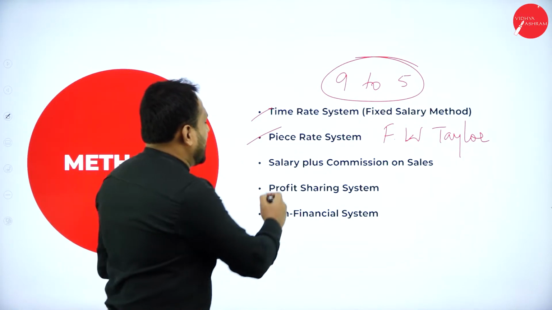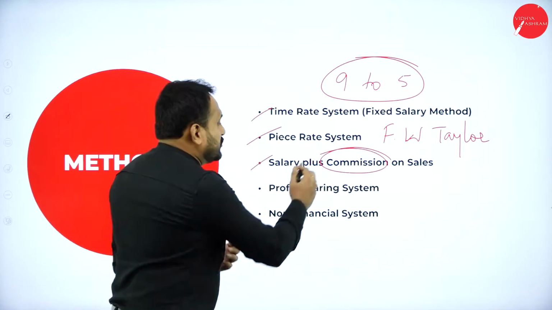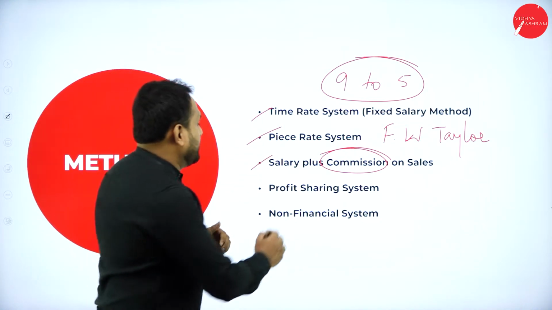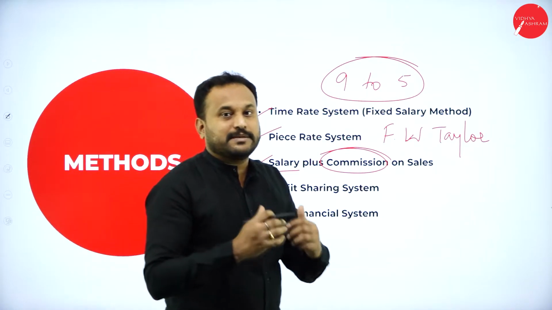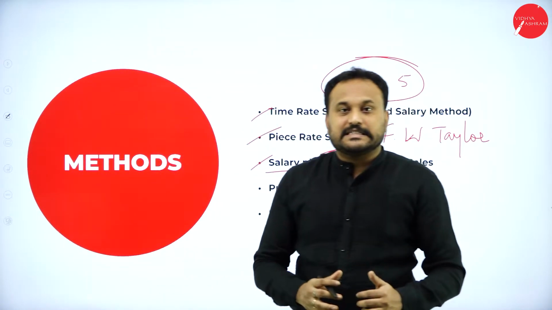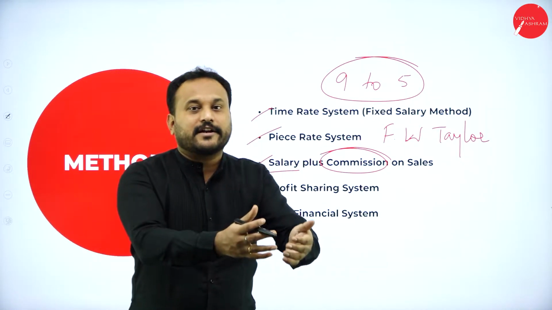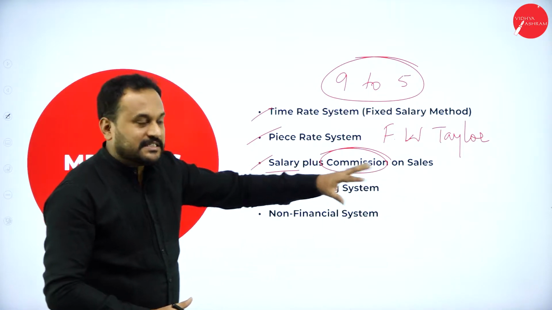The third one we have is salary plus commission. Here you get the salary, plus you will be getting commission if you are doing something good for the organization. That means you are benefiting the organization, so the organization will take care of you. That is called salary plus commission on sales.